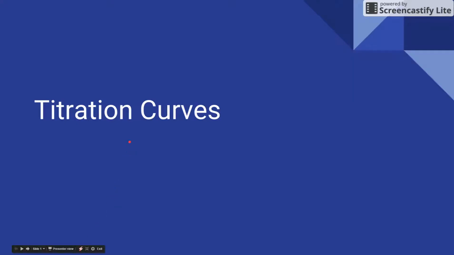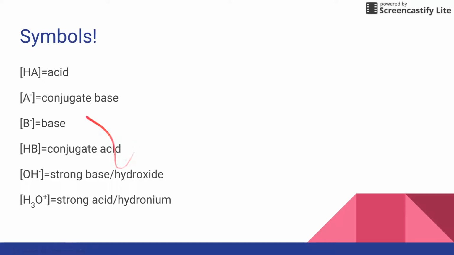Okay, so today we're going to learn about titration curves for AP Chem. So these are the symbols. Most of the time they're going to give you these symbols and they're not going to really put B, but I just put those there just in case you see them and you don't think they're crazy.